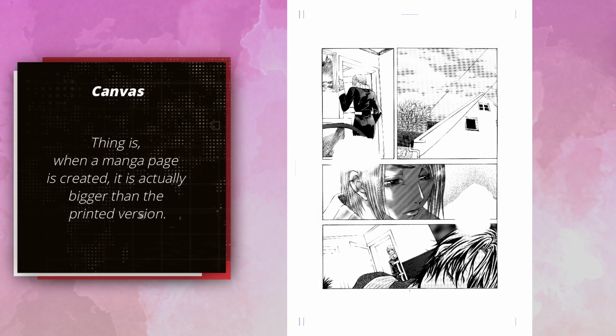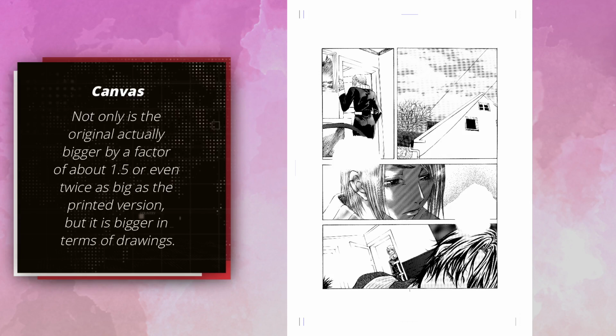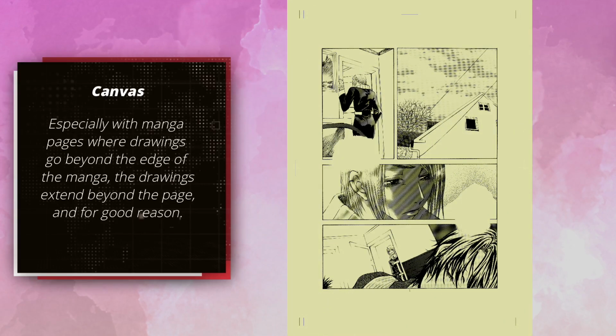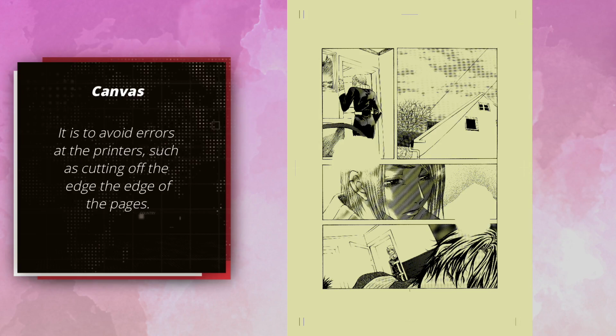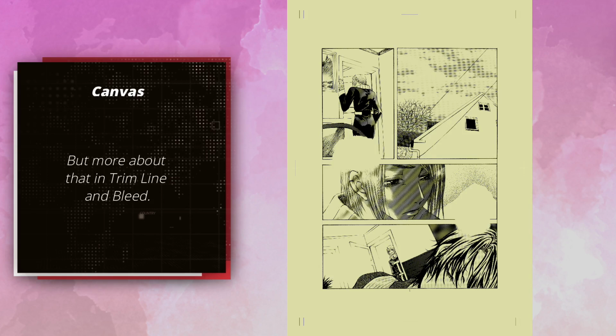Thing is, when a manga page is created, it is actually bigger than the printed version. Not only is the original actually bigger by a factor of about 1.5 or twice as big as the printed version, but it is bigger in terms of drawings. Especially with manga pages where drawings go beyond the edge of the manga, the drawings extend beyond the page, and for good reason. It is to avoid errors at the printers, such as cutting off of the pages. I will talk more about that in trim line and bleed.